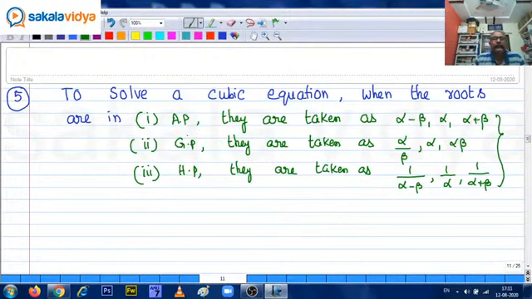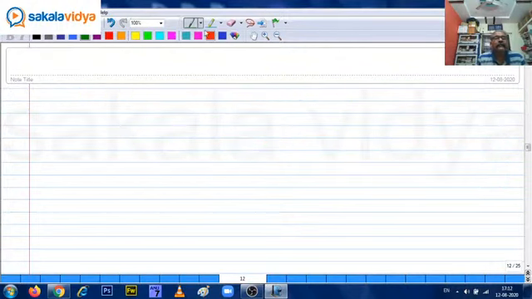Okay, arithmetic progression, geometric progression and harmonic progression. Okay, let us discuss one concept now here. One example we shall discuss.